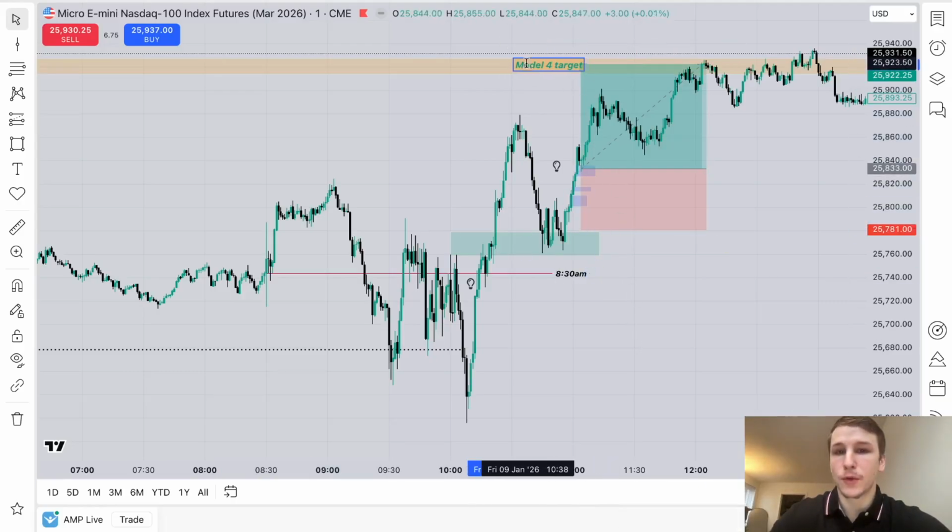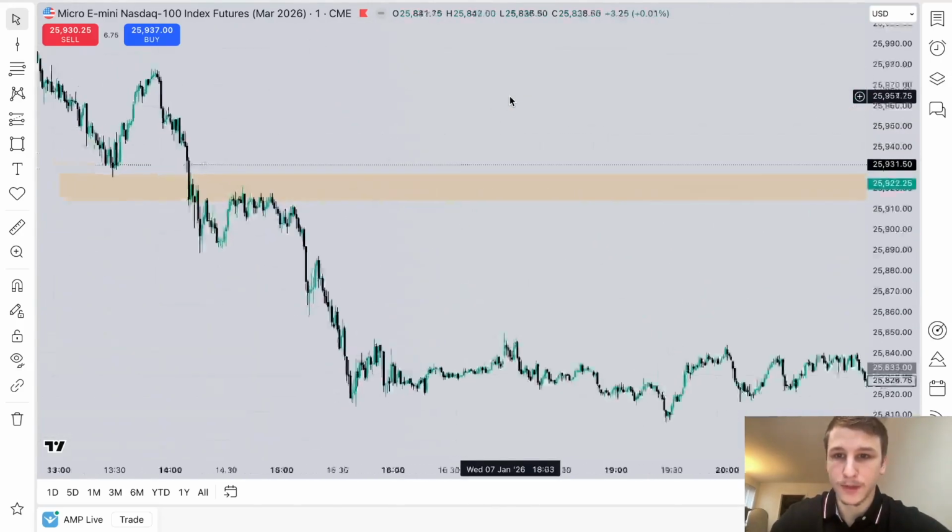Now, why was this the Model 4 target? Well, very, very simple. It was the lowest hanging fruit key area of liquidity in a bullish market, right? So let's scrub over and take a look at this.